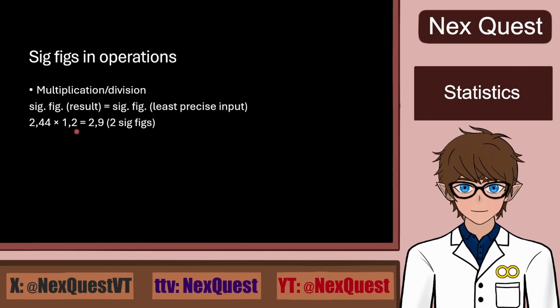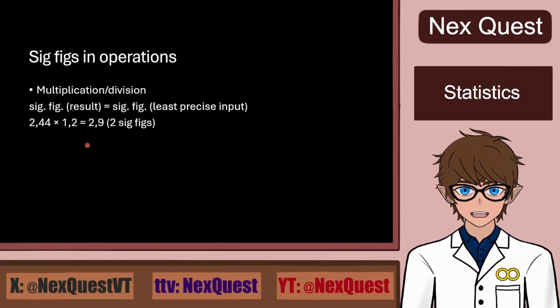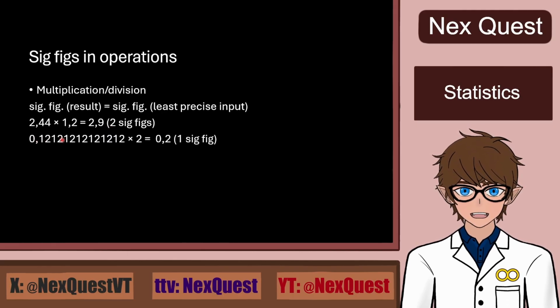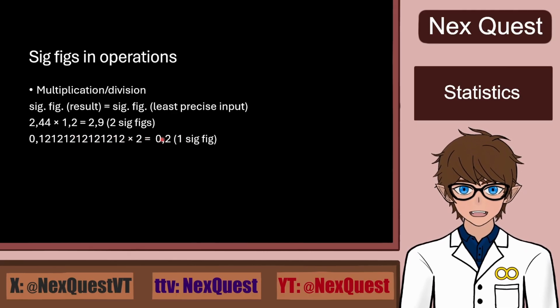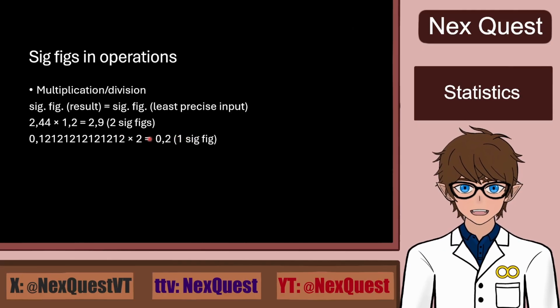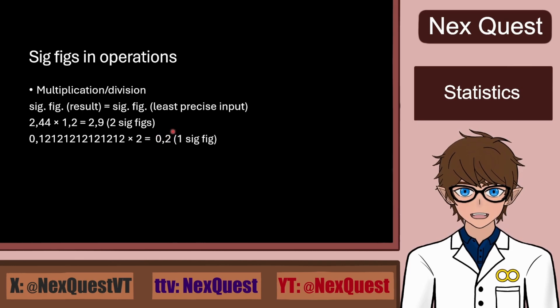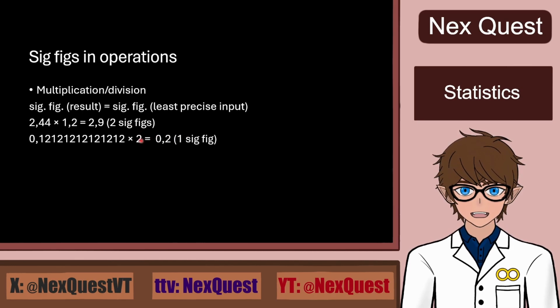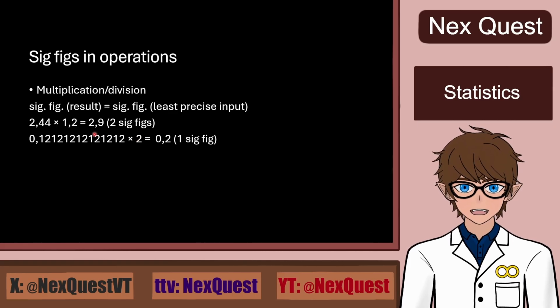So long story short, the precision of the result is limited and set by the precision of the least precise input. So even a product of 0.12121212121212 times 2 will only be 0.2, with only 1 sig fig. If 2 was given as 2.0, it would be 2 sig figs, making the result 0.24. I hope this was clear enough, because this measurement here is limiting the precision of our answer.